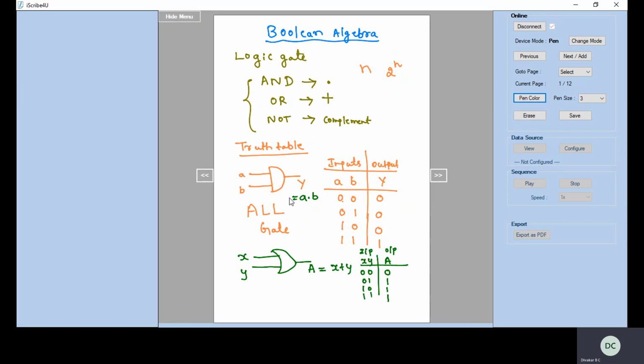Whereas in the case of binary addition, 1 plus 1 is 0 with a carry of 1. And in Boolean addition, 1 plus 1 is 1.